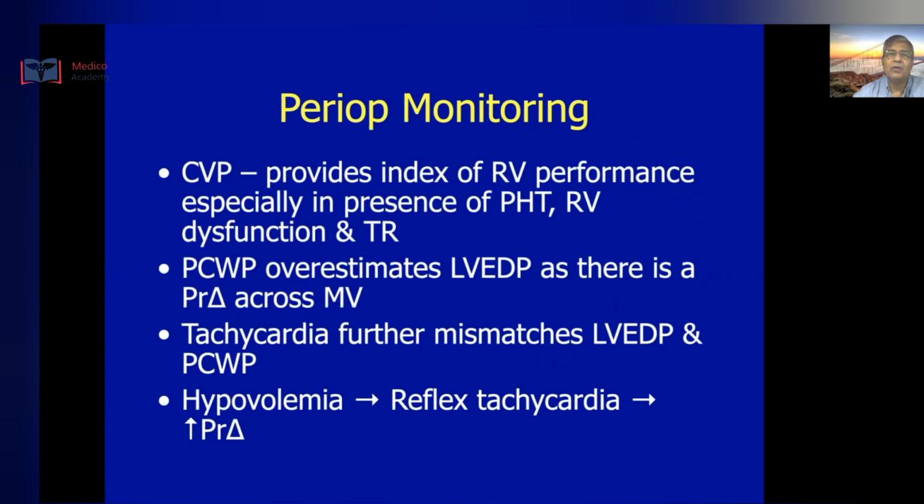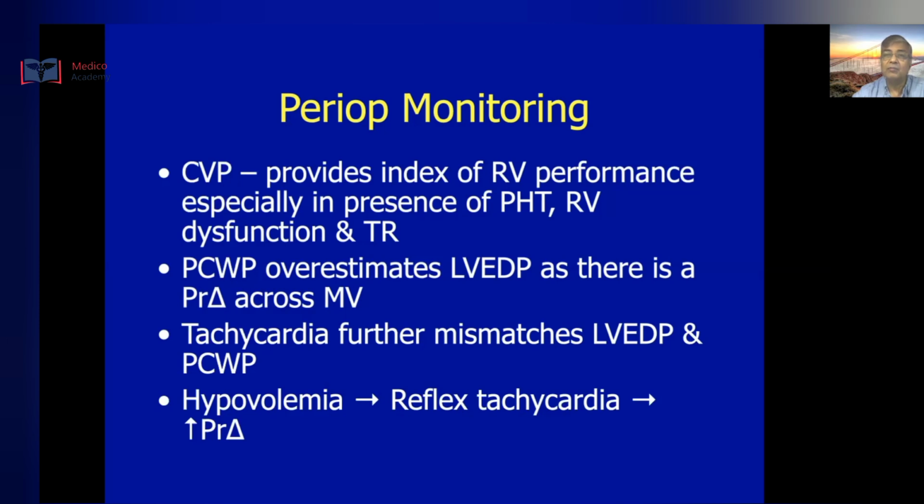What all preoperative monitoring should be done? You should monitor the CVP in major surgery. CVP may not be important as far as the values are concerned, but it provides a good index of RV performance, especially in patients with pulmonary hypertension and patients who have RV dysfunction and TR. So trending of CVP is very important in such a case. Whatever was the initial CVP, try to maintain the same CVP intraoperatively.